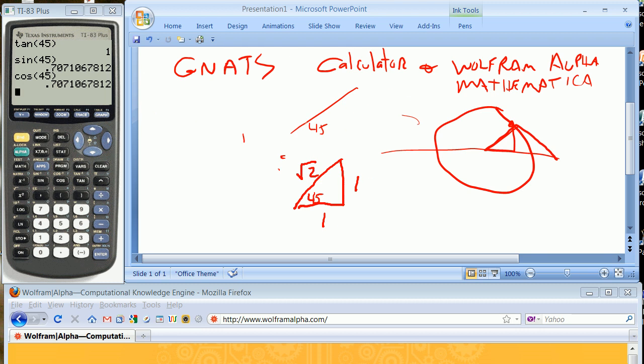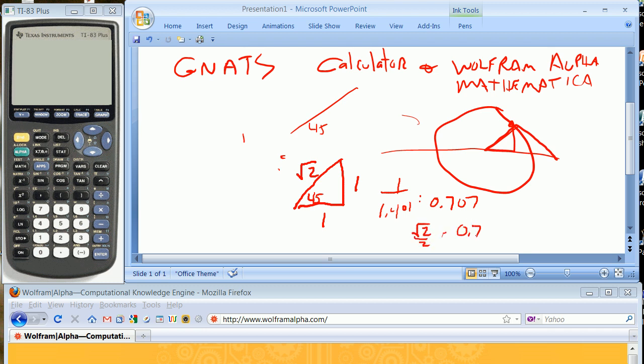And so 1 over the square root of 2 is the same as the square root of 2 over 2, I think. Let's see. 1 over the square root of 2 is 1 over 1.414, which is 0.707. And the square root of 2 over 2 turns out to be the same. So don't get confused in that.